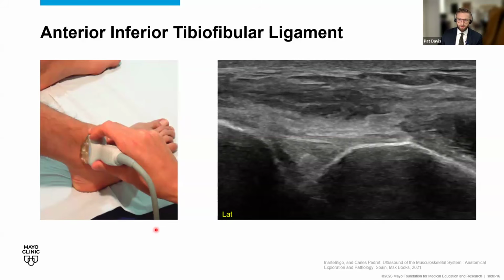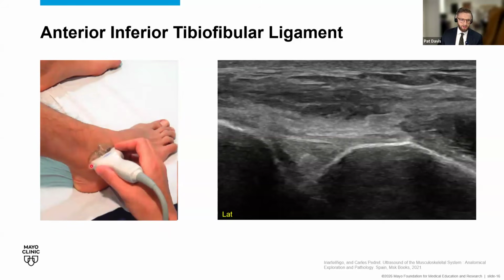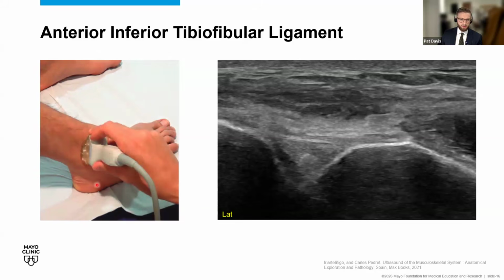It can be somewhat difficult to image and to find correctly. So what I find is a good technique is to start with your image of the ATFL here, and then to use a counterclockwise rotation while anchoring your probe on that lateral malleolus to get yourself into the orientation of the AITFL. Now, despite our initial fears that this athlete had suffered an AITFL injury, here you can see that it appears to be normal in appearance. If injured, you would expect it to be more thickened, hypoechoic, possibly with anechoic defects, and possibly with more gapping on dynamic exam, which we'll talk about here on the next slide.